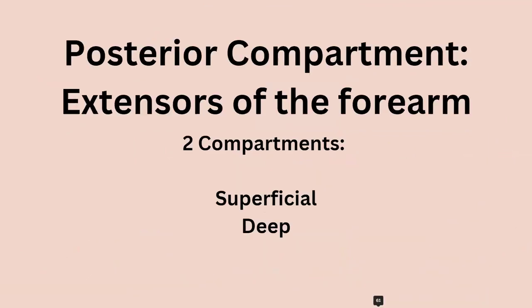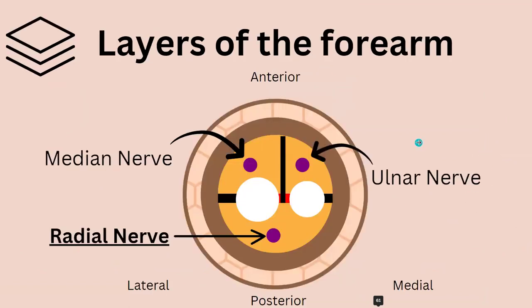Okay, so we're officially done with the anterior compartment. Let's move on to the posterior compartment. In the posterior compartment, we only have two different layers: the superficial and the deep. Just as a recap, we have two nerves in the anterior compartment, the ulnar nerve and the median nerve, and in the posterior compartment, we have the radial nerve. The radial nerve is the main nerve that supplies the extensor compartment of the forearm, or the posterior compartment.